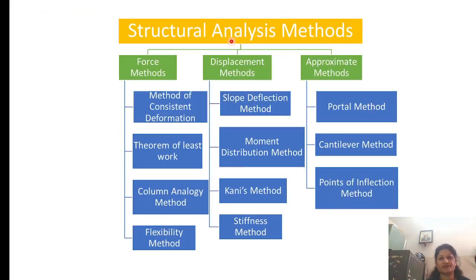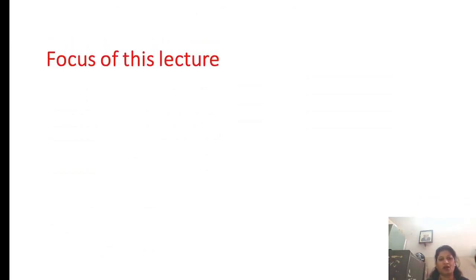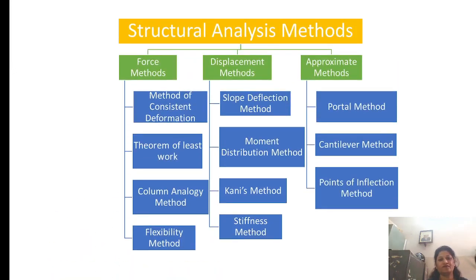For structural analysis, the methods are force methods, displacement methods and approximate methods. In force methods, there are four types of methods: the method of consistent deformation, where deformation is a very important term, then the theorem of least work, the column analogy method and the flexibility method.